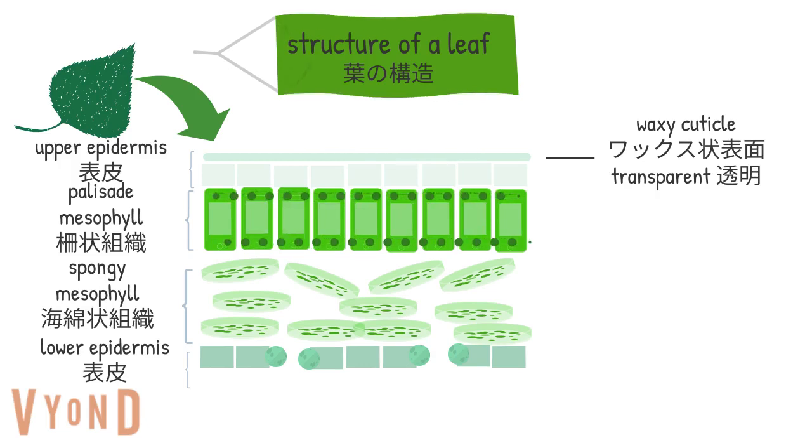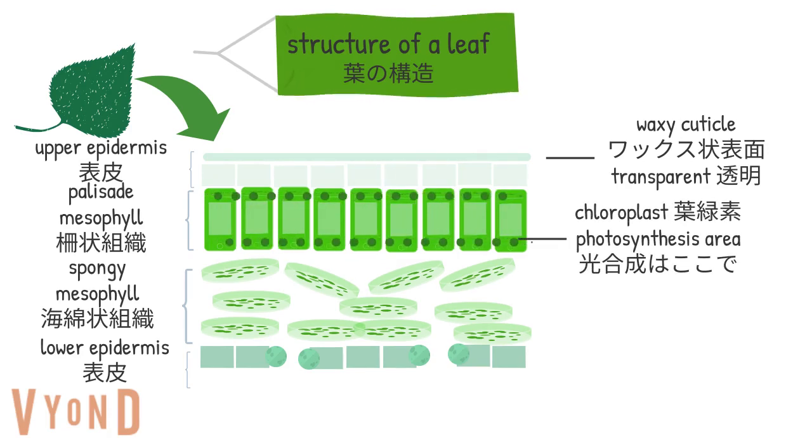The mesophyll is the middle layer of the leaf, where most of the photosynthesis takes place. It contains two types of cells, the palisade mesophyll and the spongy mesophyll. The palisade mesophyll is located near the upper epidermis and contains tightly packed, column-shaped cells that are rich in chloroplasts, the organelles responsible for photosynthesis.